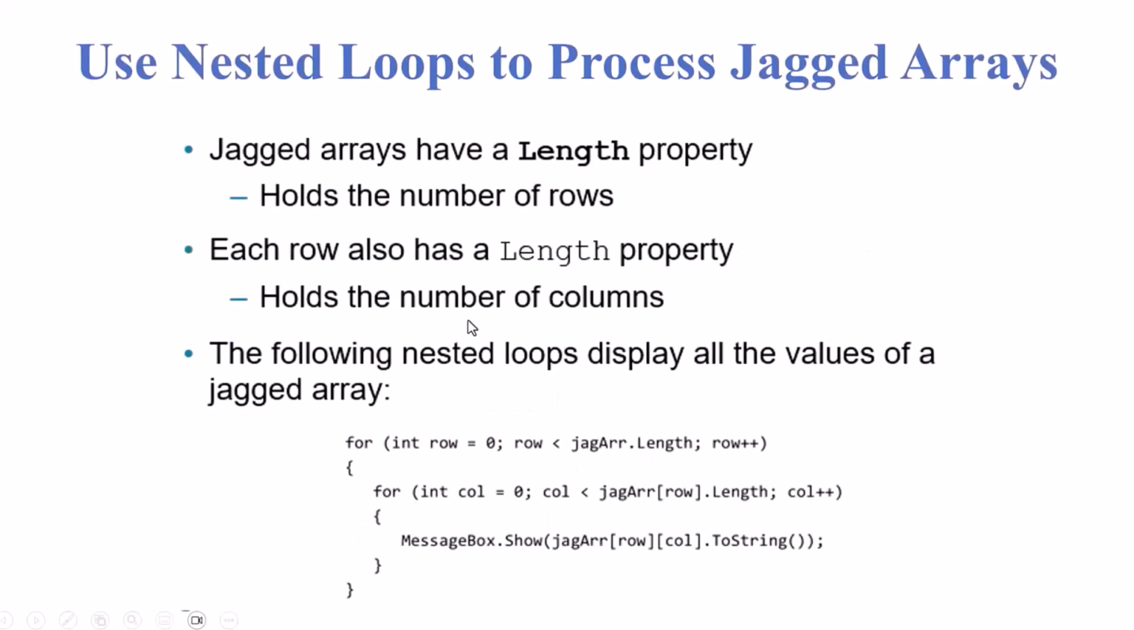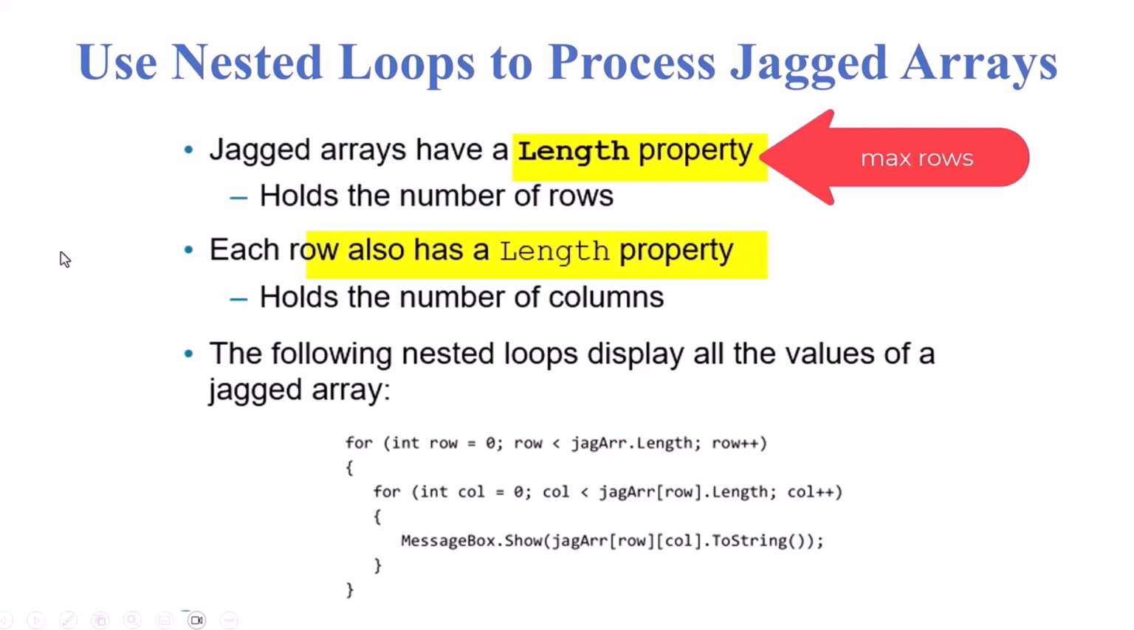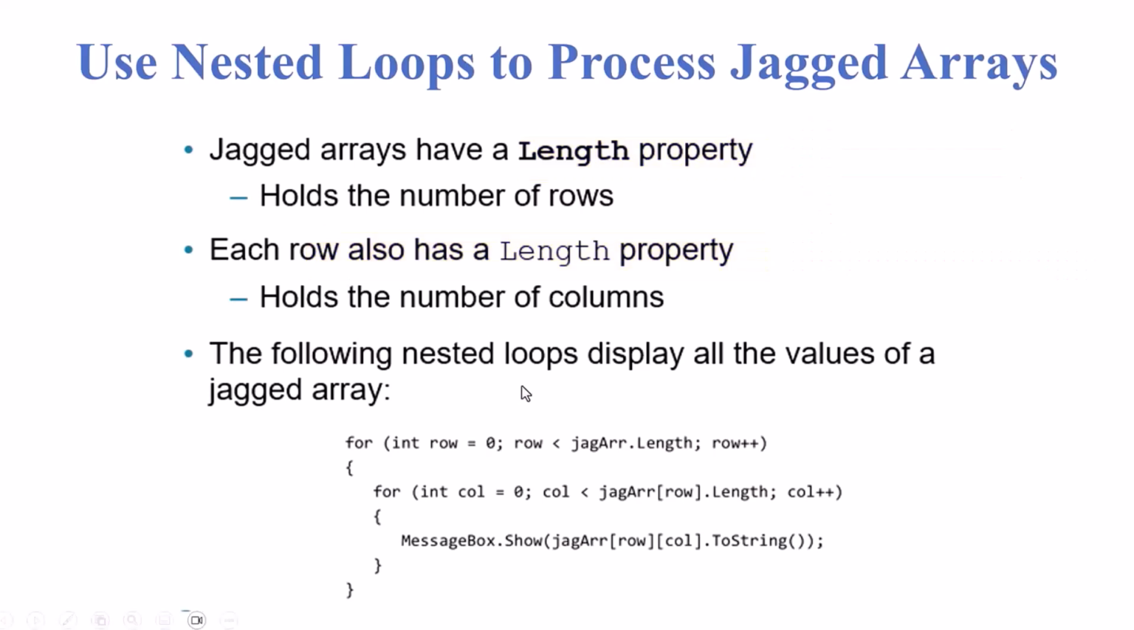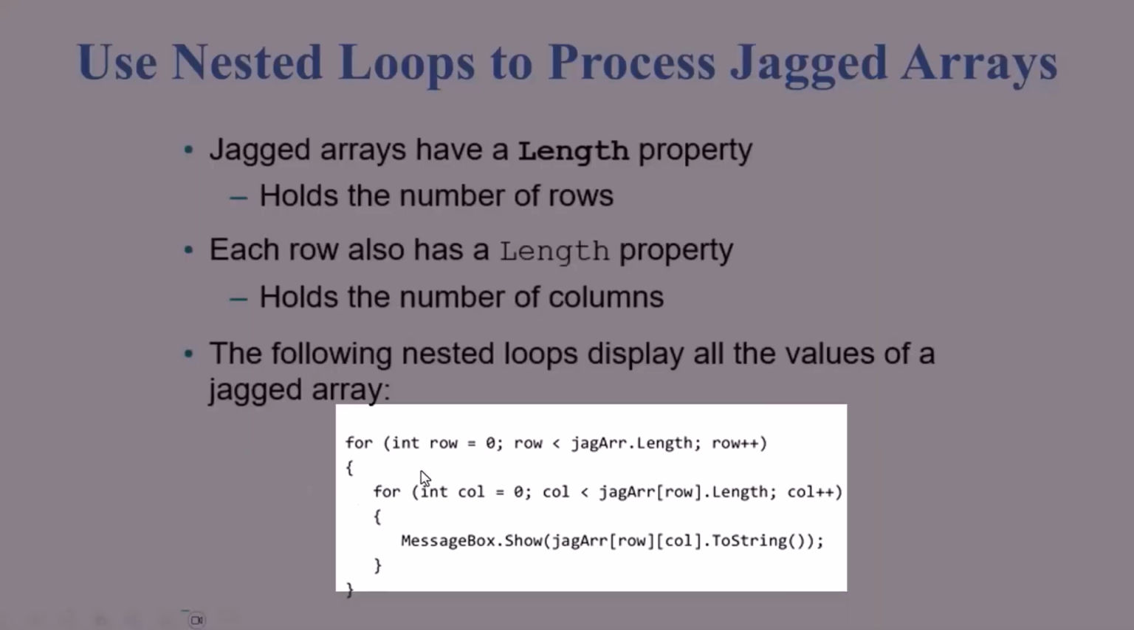You use nested loops to process jagged arrays, and this is where it may seem to get a little bit confusing. The jagged array has a length property that holds the number of rows. So this jagged array's length tells us how many rows we actually have. Each row also has a length property. It holds the number of columns. So every time we get to a row, we need to find out what the length is in that particular row, so we can traverse through the rows and stop at the right spot. The following nested loop displays the values of all the jagged array. For int row = 0, row less than jagged array length, row plus plus. So we're looking at the jagged array length. As long as we don't go above that, we're going to be fine.